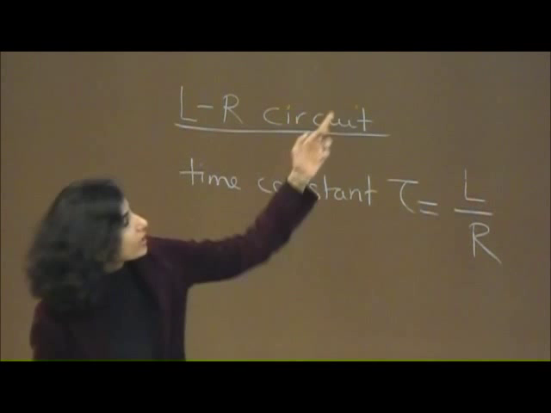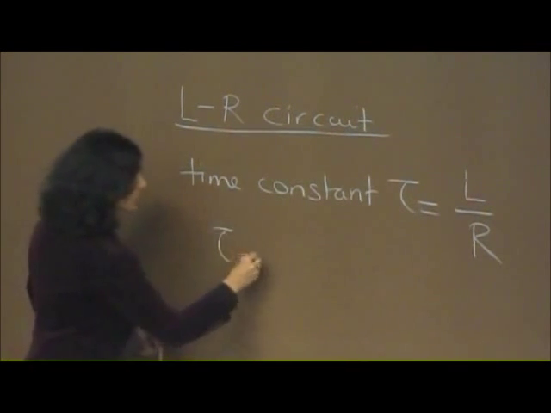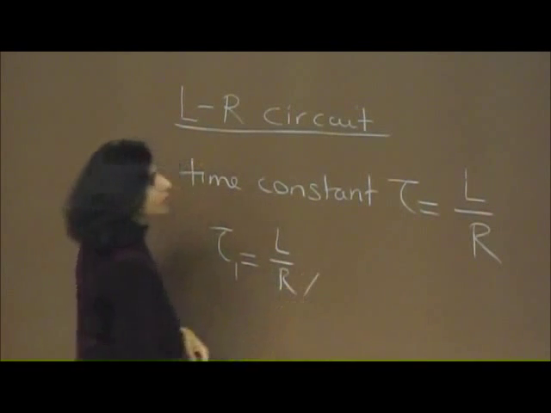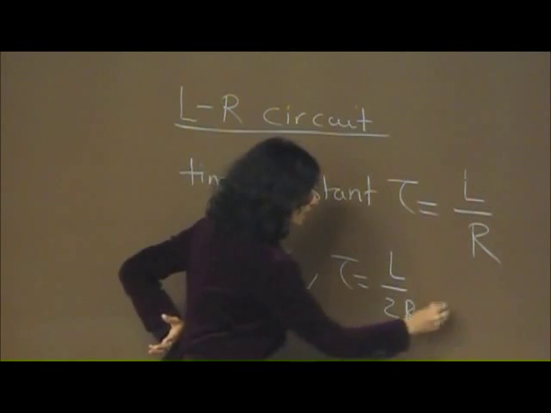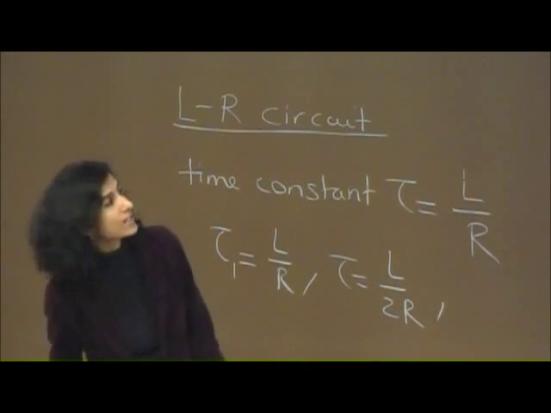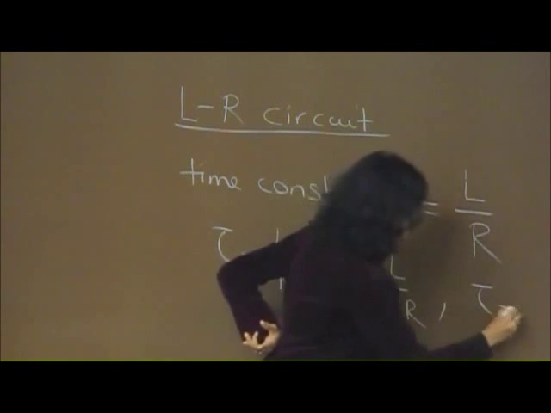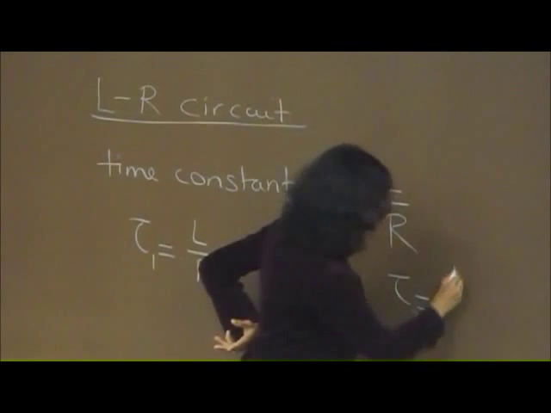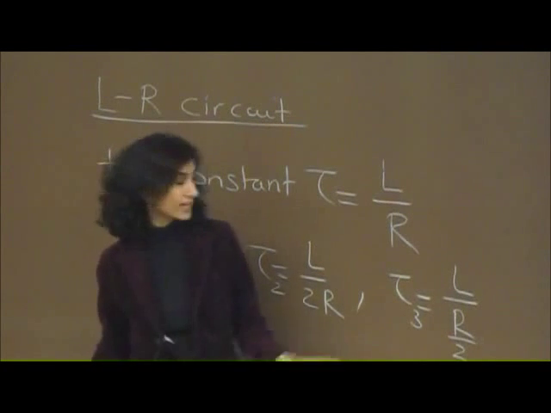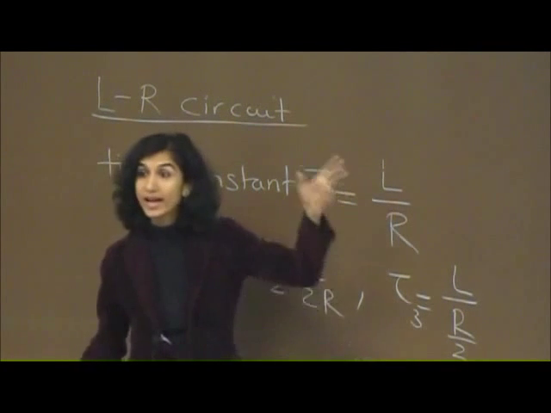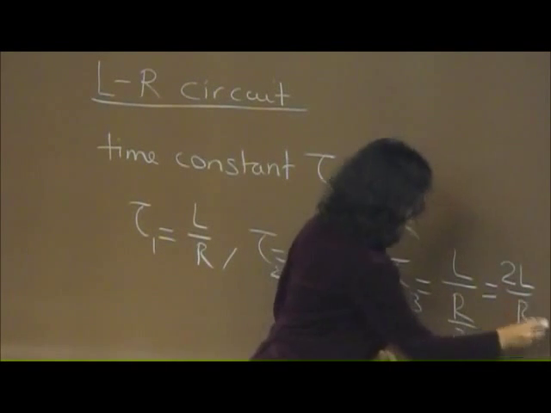So in this case, can we figure out the time constant? In the first circuit, the time constant, tau 1, is L over R. For the second circuit, it is L divided by 2R, because the two resistances are in series. In the third circuit, this is tau 3, L divided by R over 2, because the equivalent resistance of two identical resistors is R over 2. So this is nothing but 2L over R.